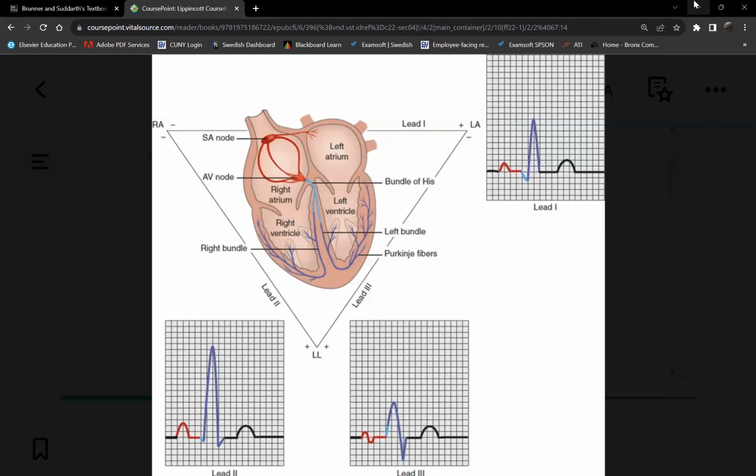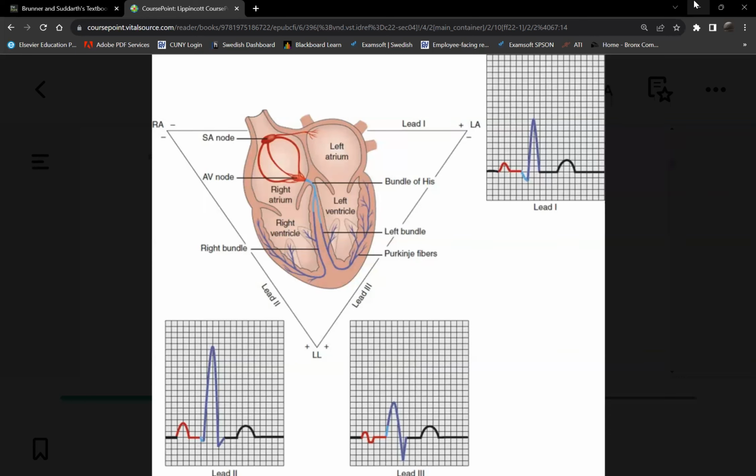So it's the same thing here. When the SA node fires, the electrical impulse will reach the left atrium instantaneously, causing both atria to contract at exactly the same time. There's no delay. That's the same electrical impulse that will be transmitted to the AV node, and then eventually to the left and right bundle fibers, and then all the way to the Purkinje fibers, causing the ventricles to contract.